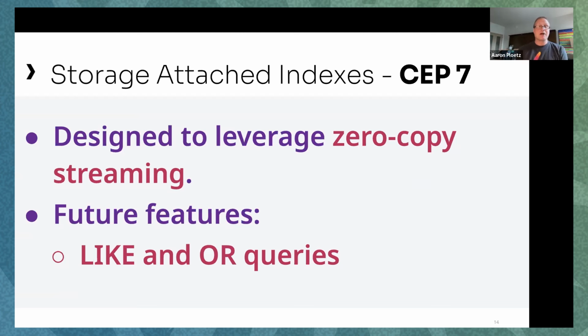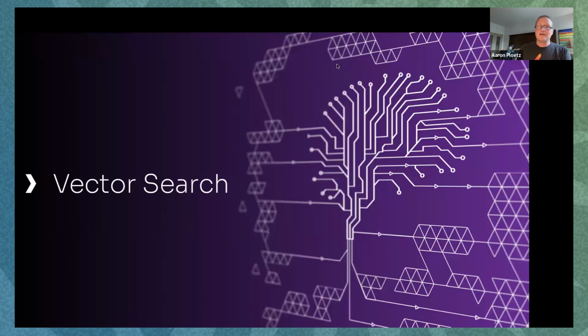And then hey, future features not coming in V1, but if you read through the CEP, you can see that in the future we're going to look at implementing things like AND/OR queries, which again is something that we haven't been able to do in Cassandra before. Well, I guess you can do it now, but this is a definite improvement over what we have right now. All right, that's a good intro into vector search.